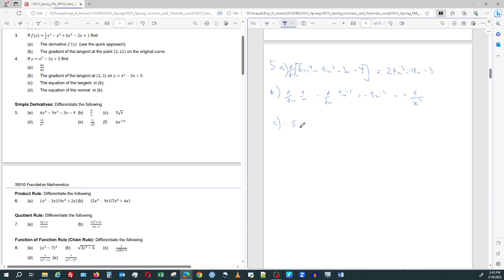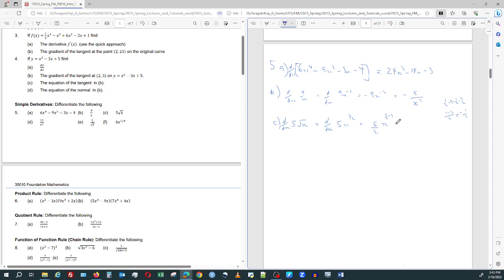5 root x is going to require some pre-work. So it's going to be d/dx of 5 root x, d/dx of 5x to the power 1/2. On differentiation, that'll be 5 on 2 because the half comes out the front, x to the 1/2 minus 1. Now 1/2 minus 1 is 1/2 minus 2 over 2, which is minus 1 over 2.